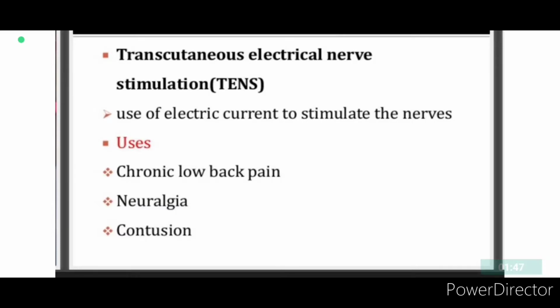Transcutaneous electrical nerve stimulation, also known as TENS. Use of electric current to stimulate the nerves. Uses: A. Chronic lower back pain. Second, neuralgia. Third, contusion.